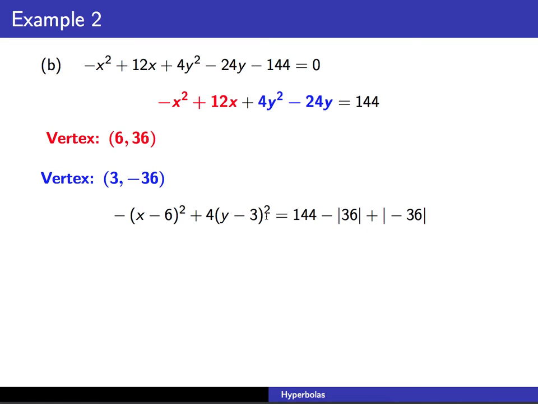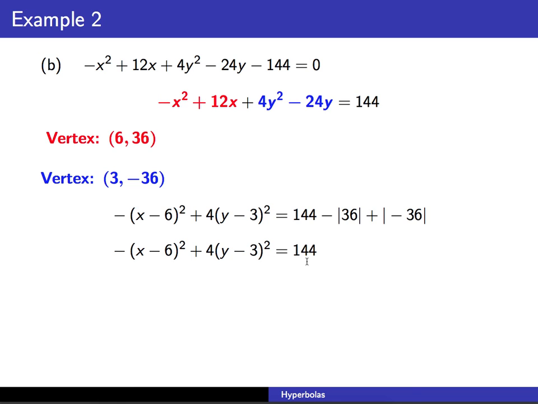And then for the y, we have a 4, so we'll put a 4 in front of the (y minus 3) squared. Now, again, we have the 144. Because the x squared had the negative, we'll be subtracting the absolute value of 36 from our 144. And the y had the positive, so we'll add the absolute value of negative 36. Well, it turns out that these two are going to just cancel out to 0, so we're going to be left with negative (x minus 6) squared plus 4 times (y minus 3) squared equals 144.